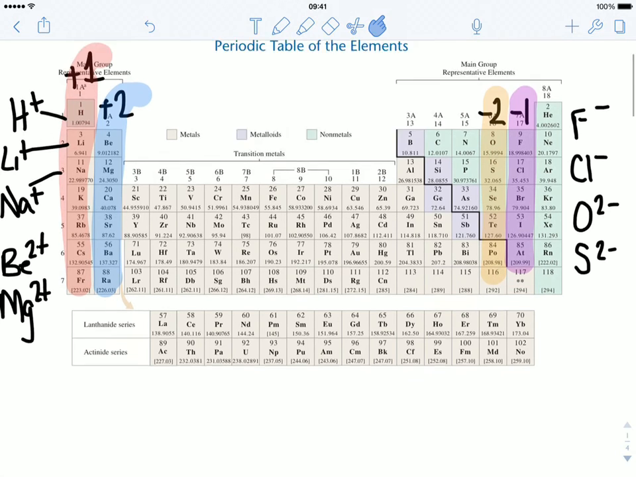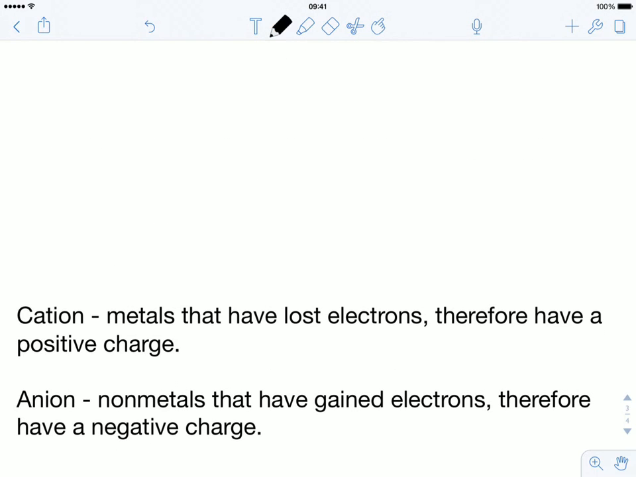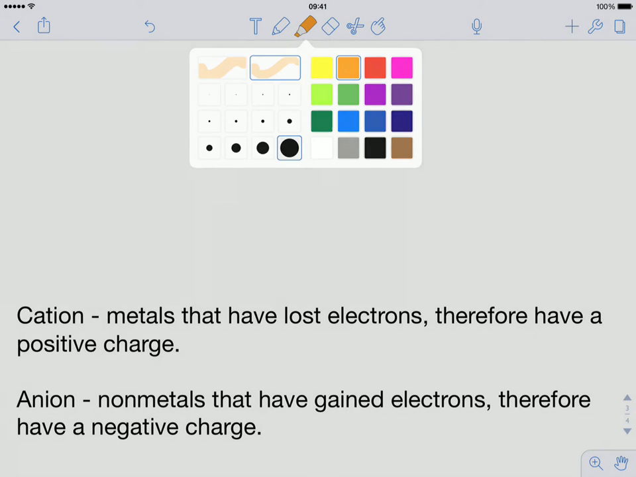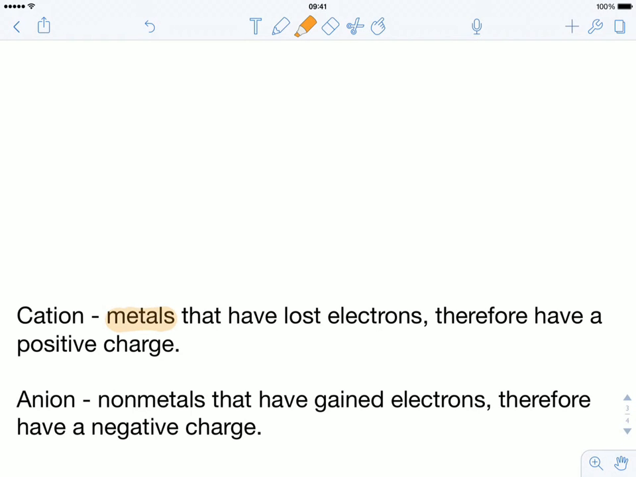Now, let's talk about cations and anions. So cations are metals that have lost electrons. Therefore, they have a positive charge. Now, anions are nonmetals that have gained electrons. Therefore, they have a negative charge. So let's go back up to the periodic table now, and we'll take a look at some of the ions that we identified, and now we can classify them as a cation or an anion based upon if they are metals or nonmetals, or if they have a positive charge or a negative charge.